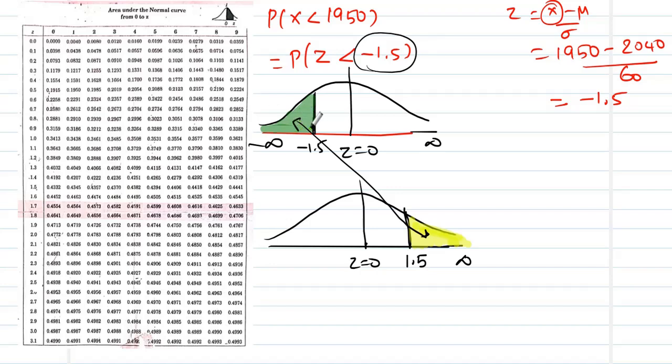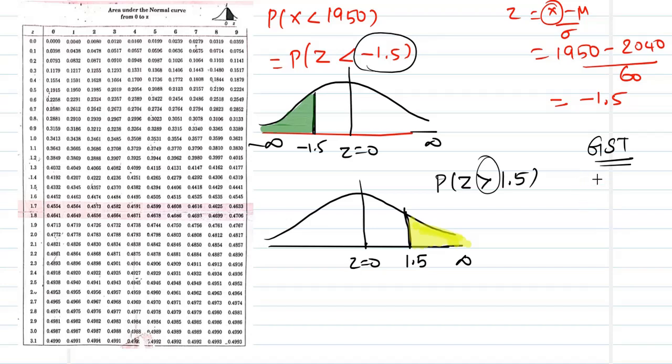So minus 1.5 can be taken as positive 1.5 by symmetry. So what happens now? We will do this value calculation. Now we have this Z: probability of Z greater than 1.5. Look into the symbol, greater. Greater means GST. GST means they will take away your money.